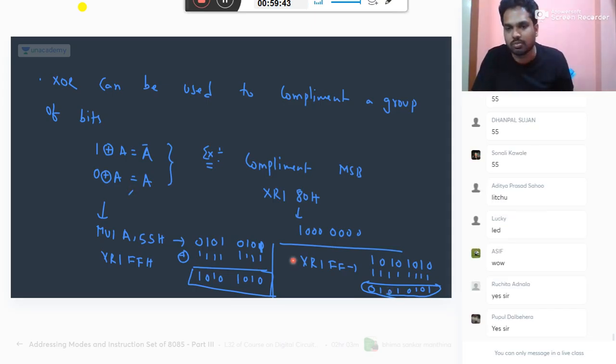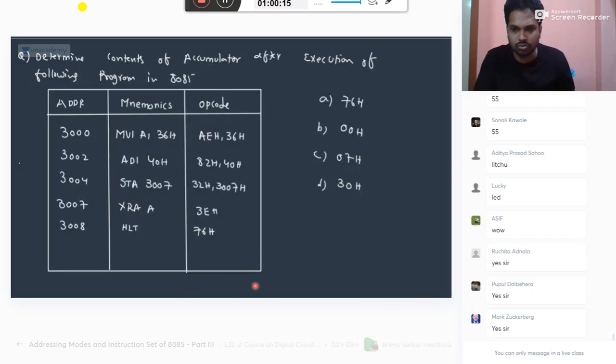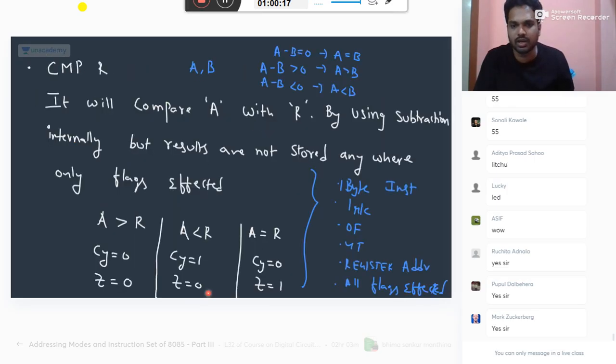the compare instruction. Let's see what happens with an example. MVI A comma 45. Then MVI B comma 65. Compare B. I want to compare the accumulator with the B register. How will it be done?